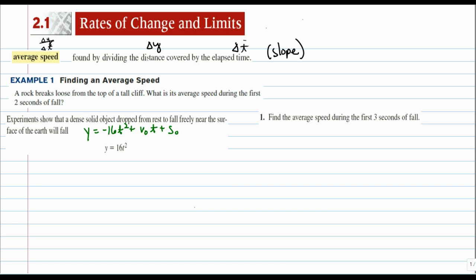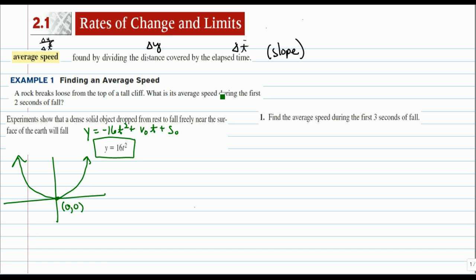So if the rock falls 1 foot, it would be a position of 1 foot. If the rock falls 5 feet, it would be a position of 5 feet. So its initial position is 0. Therefore, the function that we're using is y equals 16t squared. Pretty easy to work with. That function is a parabola, where at time 0, the rock has fallen 0.